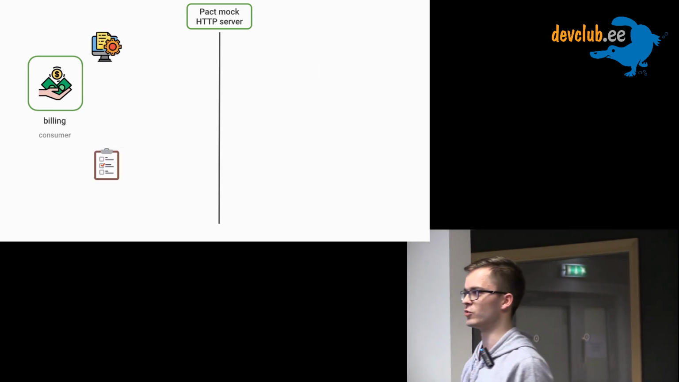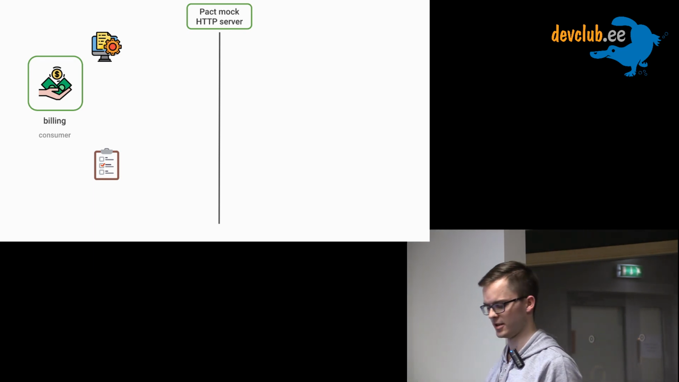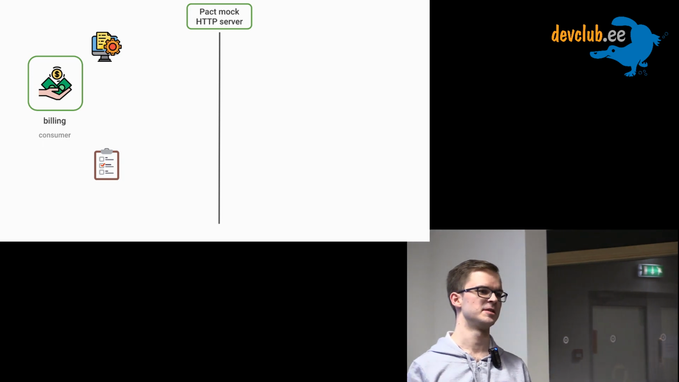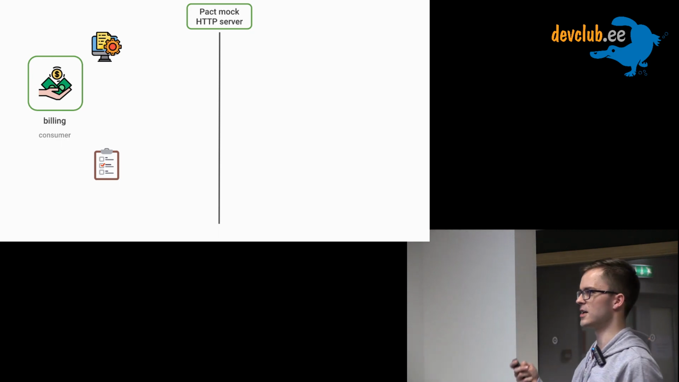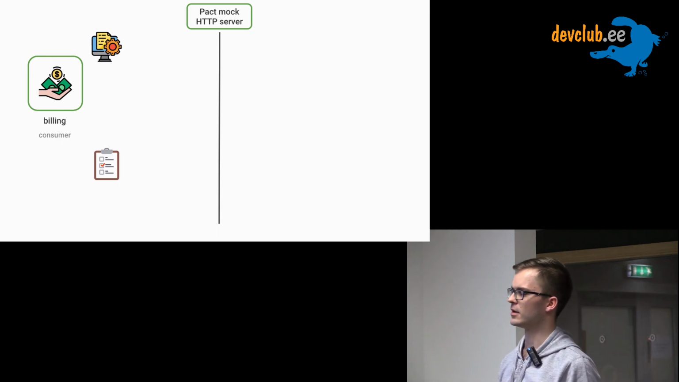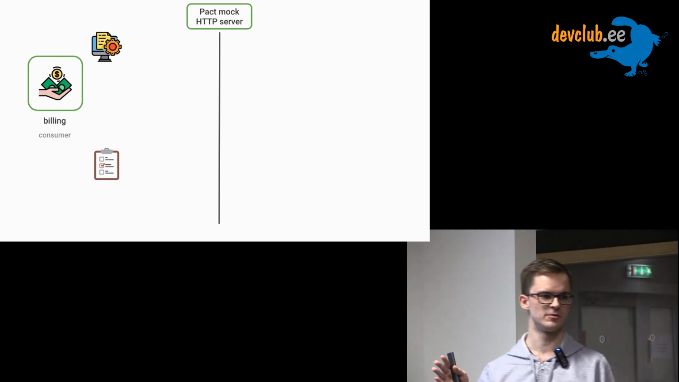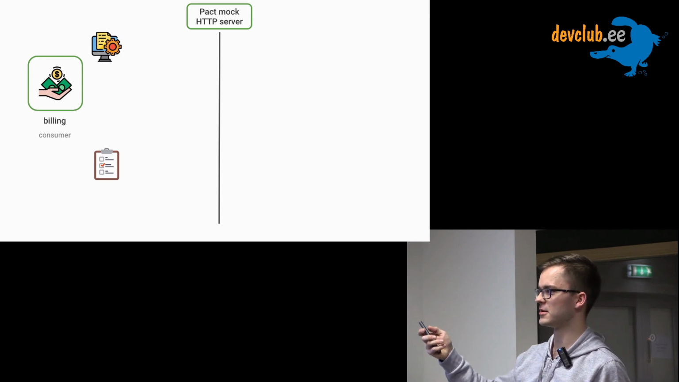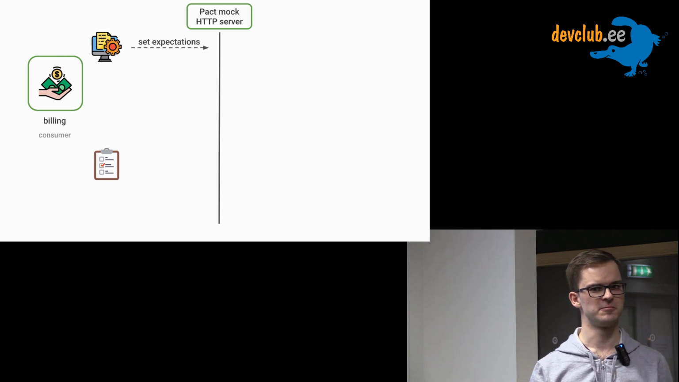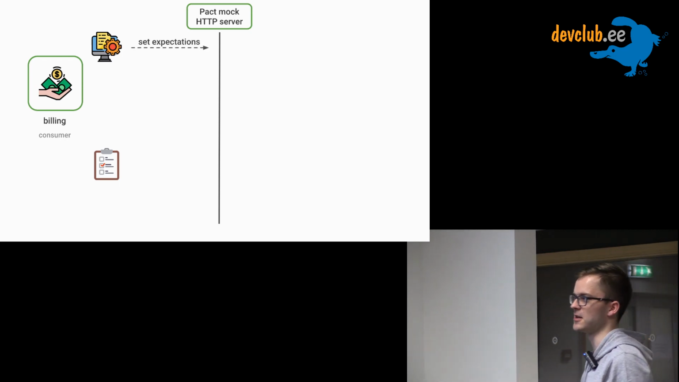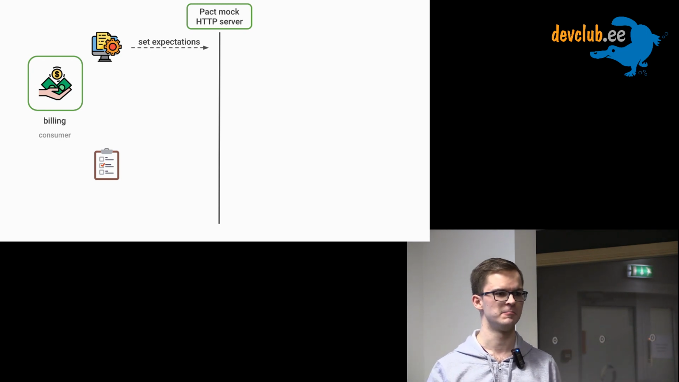So how this setup would work is that on the consumer side first, and this is also what actually makes this consumer driven, is that the consumer is the one setting the expectations for the provider. So if we look at this billing case, the billing team would have to set up this integration where they start the Pact mock HTTP server. They write some setup code which sets the expectations for the provider, how you should behave for any given input.